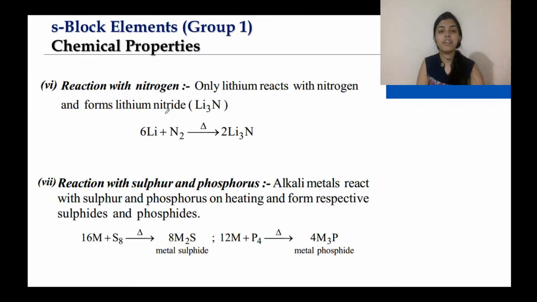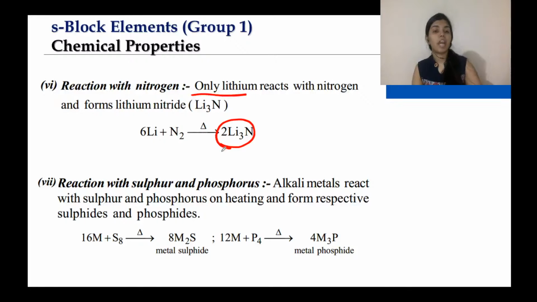Now reaction with nitrogen. Lithium reacts with nitrogen to form lithium nitride. Except lithium, sodium, potassium, rubidium, cesium, francium do not directly combine with nitrogen to form their respective nitrides. Reaction with sulfur and phosphorus: they react with sulfur and phosphorus to form their corresponding sulfides and phosphides. So lithium will give lithium sulfide, sodium will give sodium sulfide. Similarly, potassium plus P4 will give you potassium phosphide.